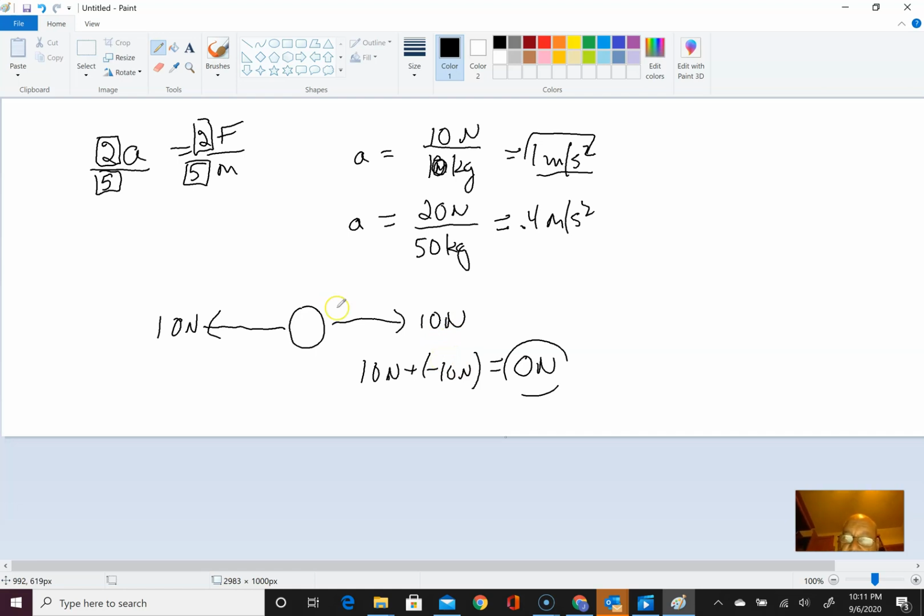no acceleration. If I had another 10 newton force here, okay, then I would have more force to the right than I do to the left, and so I would accelerate again. But if I had another force in this direction that was 10 newtons, I would be balanced again. I would have a 0 newton net force.